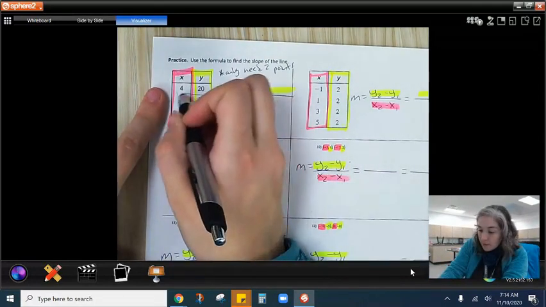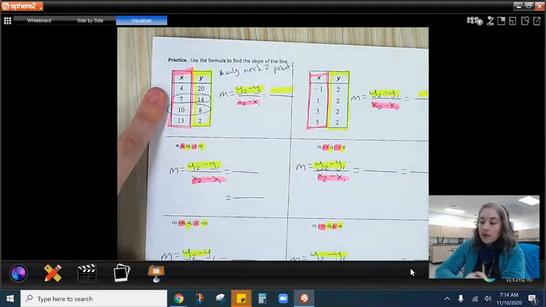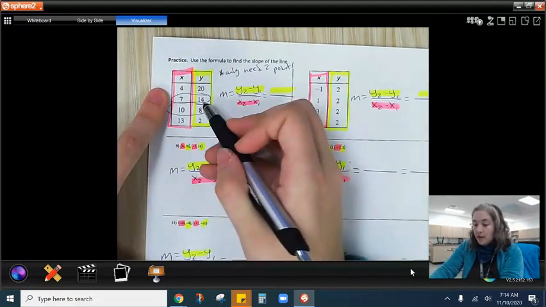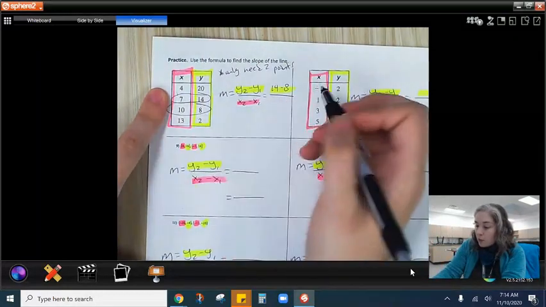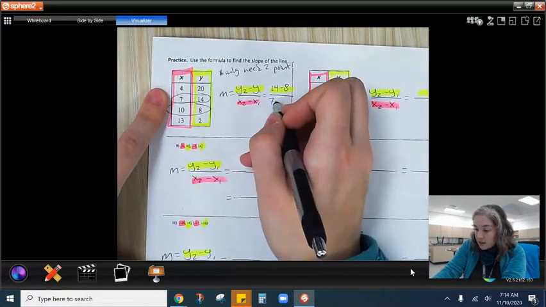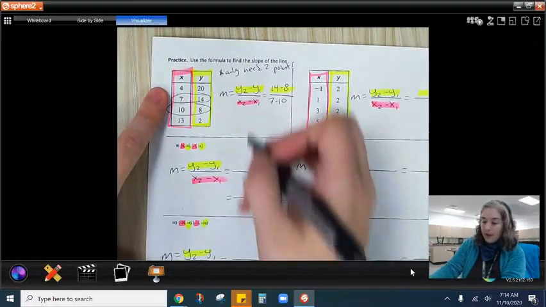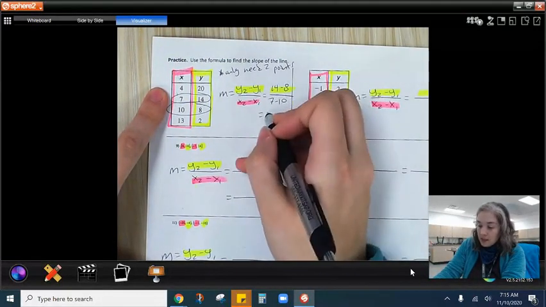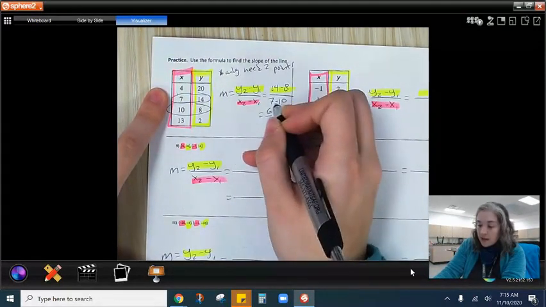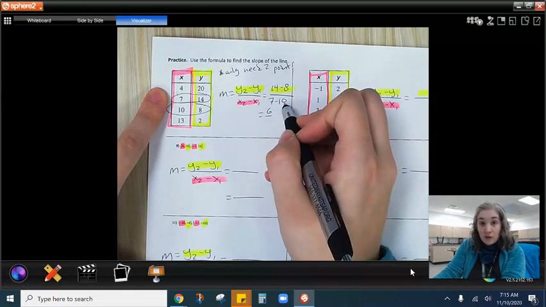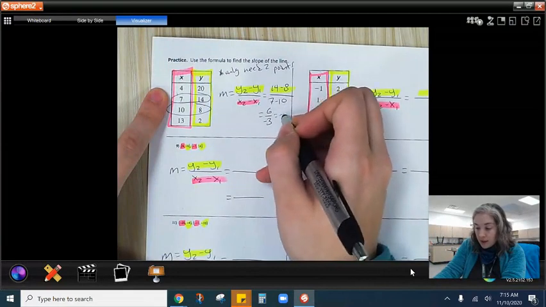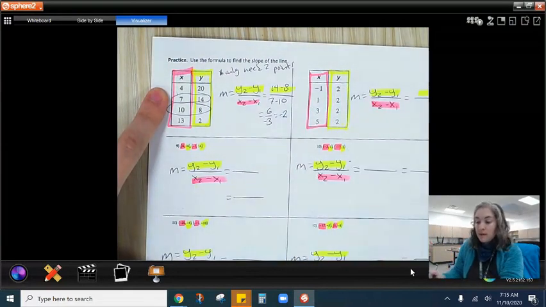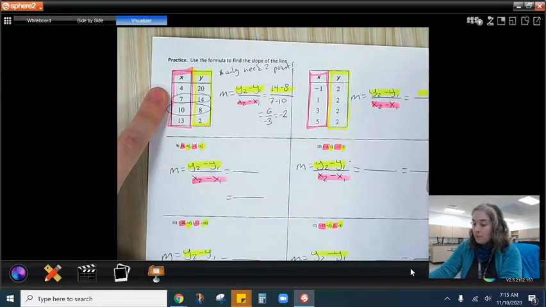I'm going to pick this one and this one. So let's start with our y's. I'm going to have 14 minus 8, and then I'm going to have 7 minus 10 for my x's. Well, 14 minus 8 is 6, and then 7 minus 10, the 10 is bigger, so it's actually going to be a negative 3. But when I do that, 6 divided by negative 3, I get negative 2. So that is my slope, negative 2.